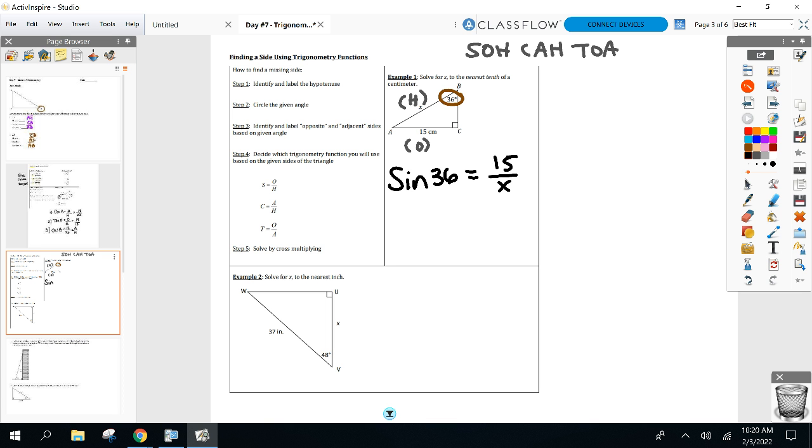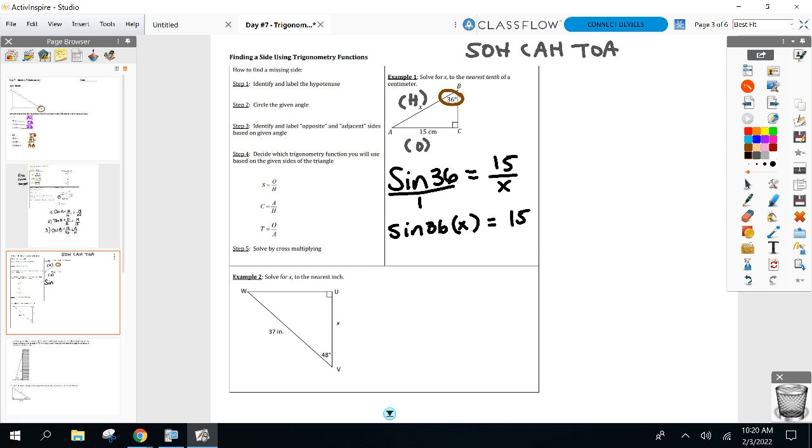Now the question is, how do you solve it? Any thoughts? Because I don't want to reveal it. You can make the sine 36 into a fraction and cross multiply. This is what we did last unit, didn't we? Take a proportion and cross multiply. Good job. All right, and that's exactly what I'm going to do right now, so I'll do it with you. Ready? Sine of 36 times X, when I cross multiply, equals, what do I get when I cross multiply the other two? 15. All right, good.